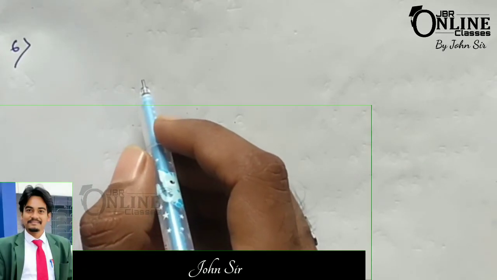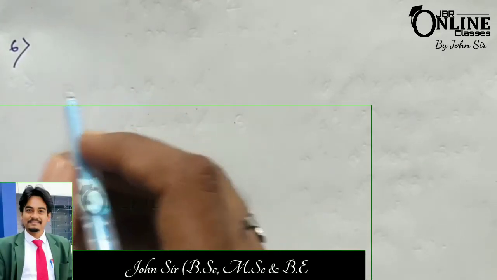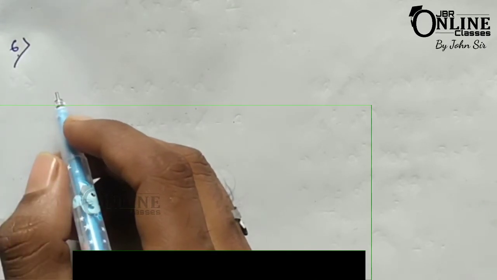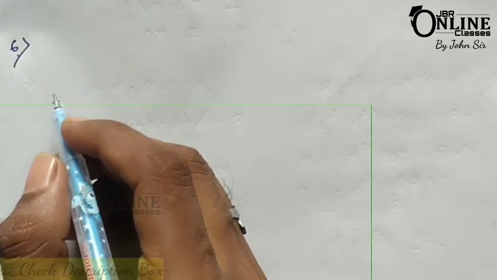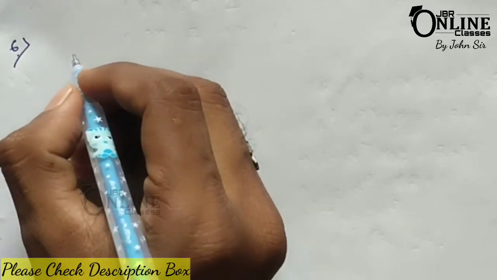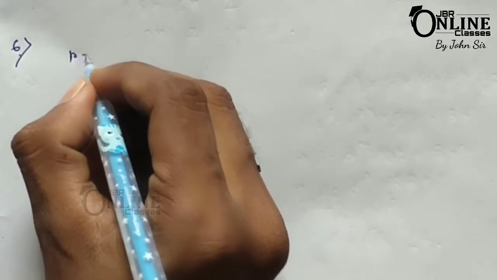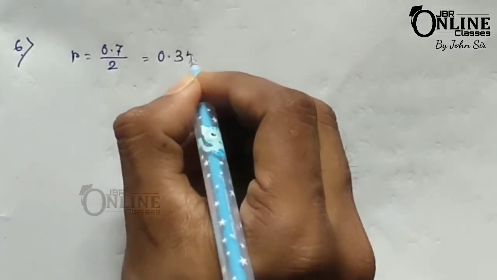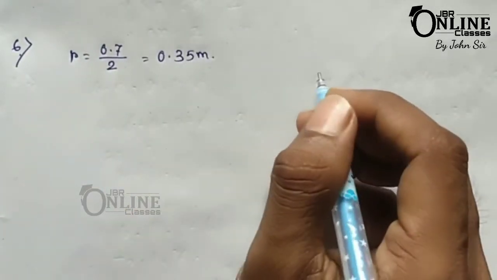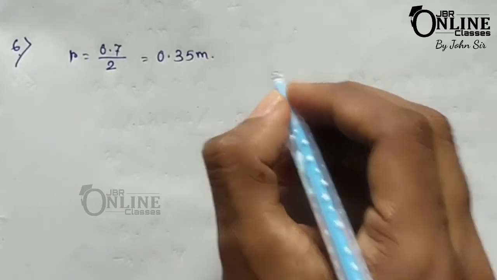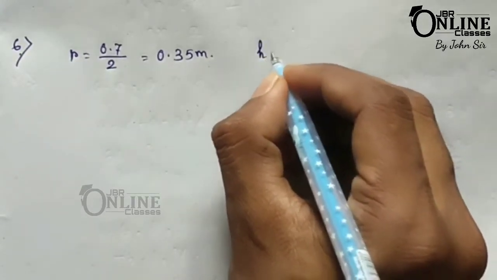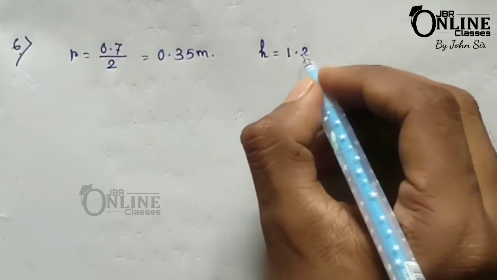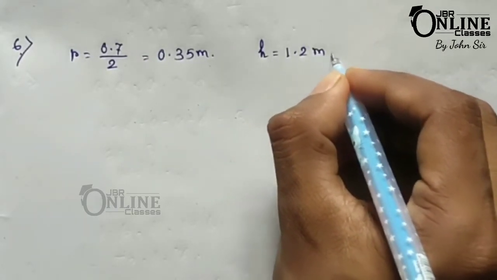This is the second video from Exercise 17.1 and today I am going to start from sum number 6. In sum number 6, a road roller in the shape of a cylinder has a diameter of 0.7 meter. So the radius equals 0.7 by 2, that equals 0.35 meter, and its width equals 1.2 meter. As the width equals 1.2 meter, that means it is the height of the cylindrical shape of the road roller. So here height equals 1.2 meter.